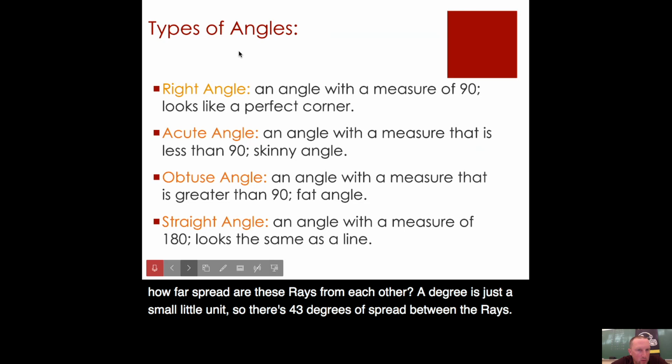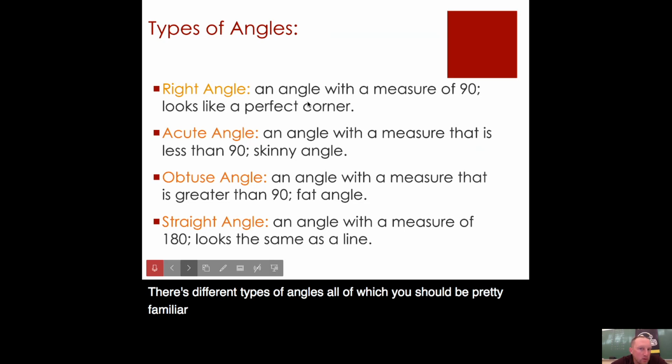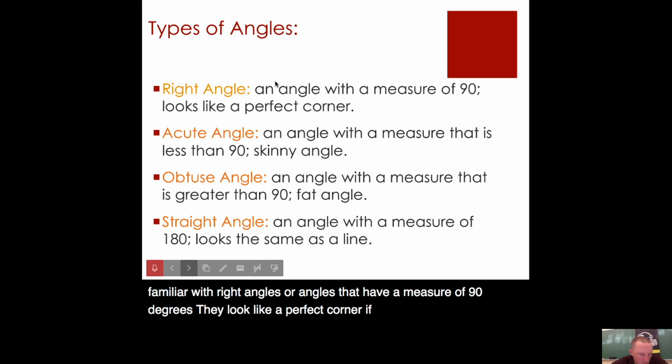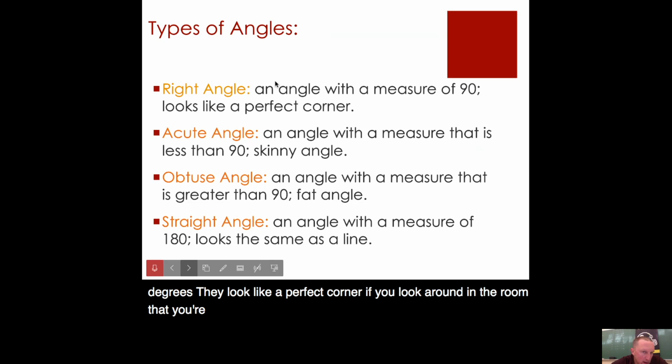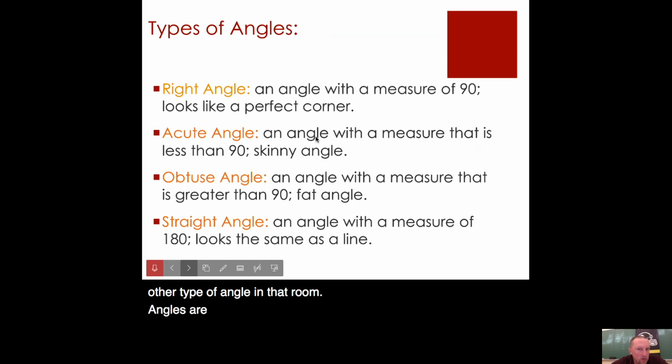There's different types of angles, all of which you should be pretty familiar with. Right angles are angles that have a measure of 90 degrees. They look like a perfect corner. If you look around in the room that you're in, there's going to be more right angles than any other type of angle in that room. Acute angles are skinnier angles, so their measures are less than 90 degrees. You could fit an acute angle inside of a right angle.